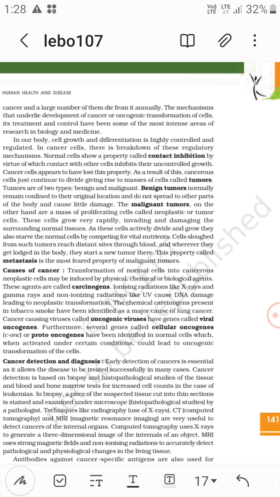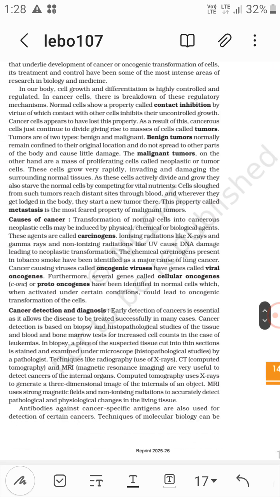As these cells actively divide and grow, they also starve the normal cells by competing for vital nutrients. Cells lost from such tumors reach distant sites through blood, and wherever they get lodged in the body, they start a new tumor there. This property, called metastasis, is the most feared property of malignant tumors. It can cause your whole body to become cancerous very fast.